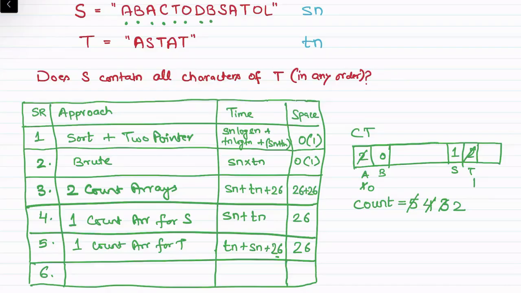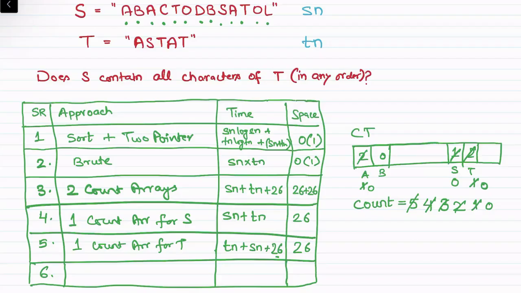B's frequency is 0, ignore. S is there, make it 0 and make this 1. A is 0 already, so ignore it. T is already there, so reduce that and make it 0. Now coming to O, frequency is 0, coming to L, frequency is 0.